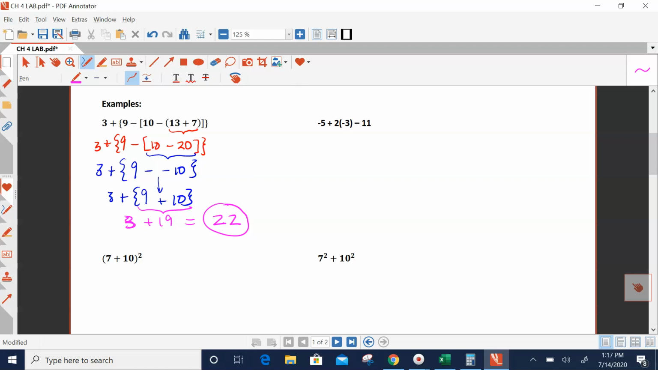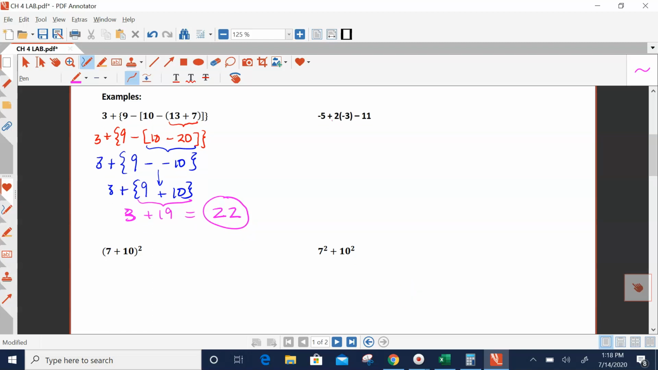So let's look at the one to the right. I've got negative 5 plus 2 times negative 3 minus 11. So I don't have a ton of grouping symbols where I have to work my way inside out, but I do have some multiplications and additions and subtractions. So I see a multiplication, and in my order of operations, I have to do multiplications and divisions before additions and subtractions. So let's hit this multiplication first. And the multiplication is 2 times a negative 3.